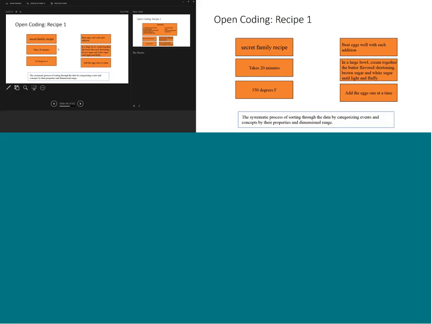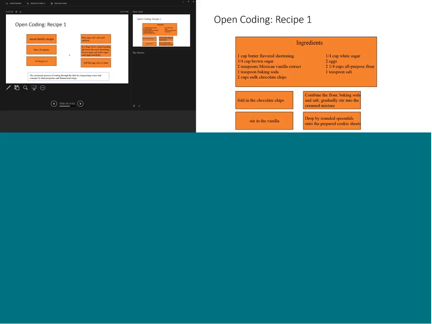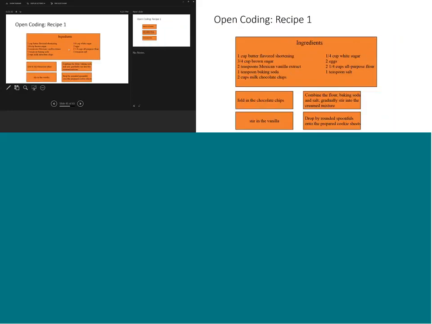Then it gave me some process in a large bowl, how to bring all these things together. Add the eggs one at a time. You know, that's important to understanding the data. And then I have other open coding things I pull out of here, like the ingredients. That seemed like a code that I need to pull out of here.